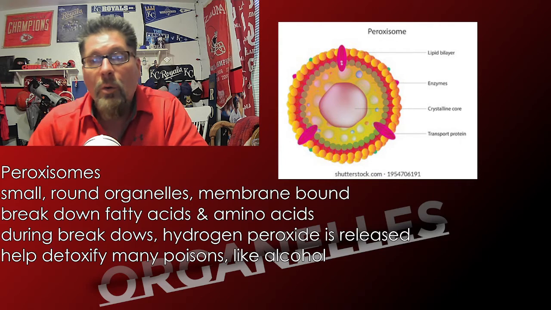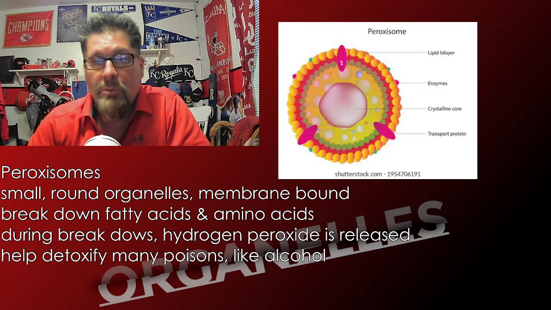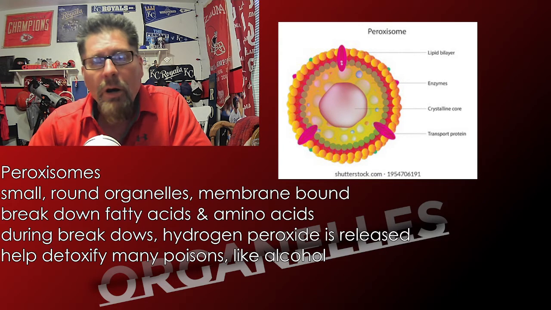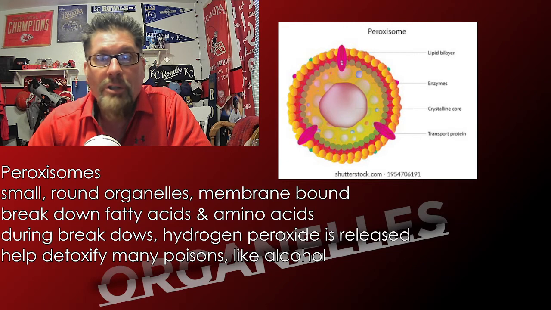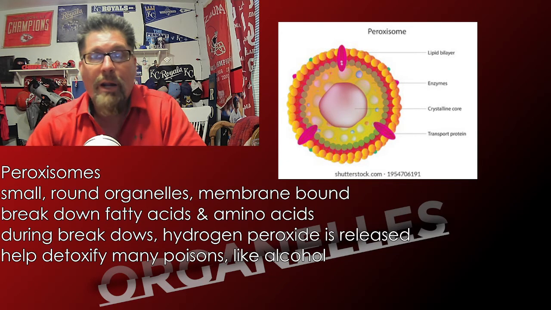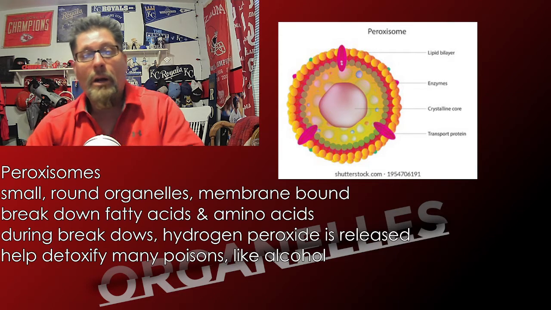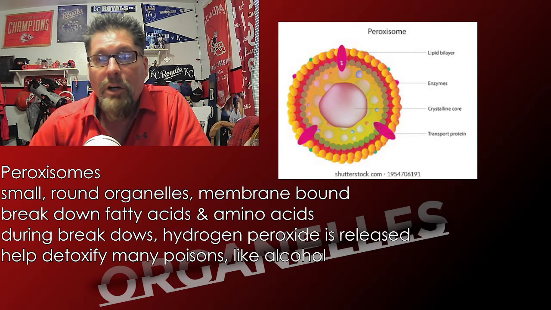Okay, our next organelle to talk about, peroxisomes. Peroxisomes are pretty important. They're certainly lesser known. If someone was to list off organelles, this is one they may not mention. It doesn't get a lot of press. But they're, as you can see, kind of small, round organelles. They do have a membrane, as they all do. But they got pretty important jobs.